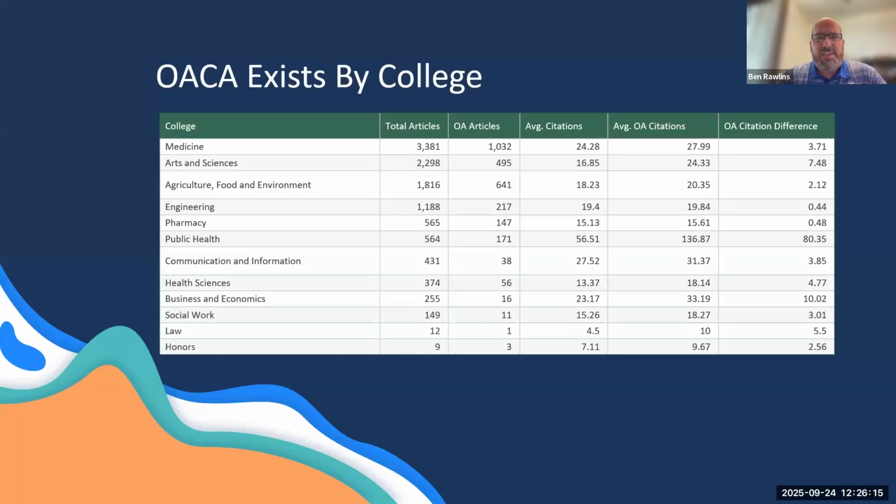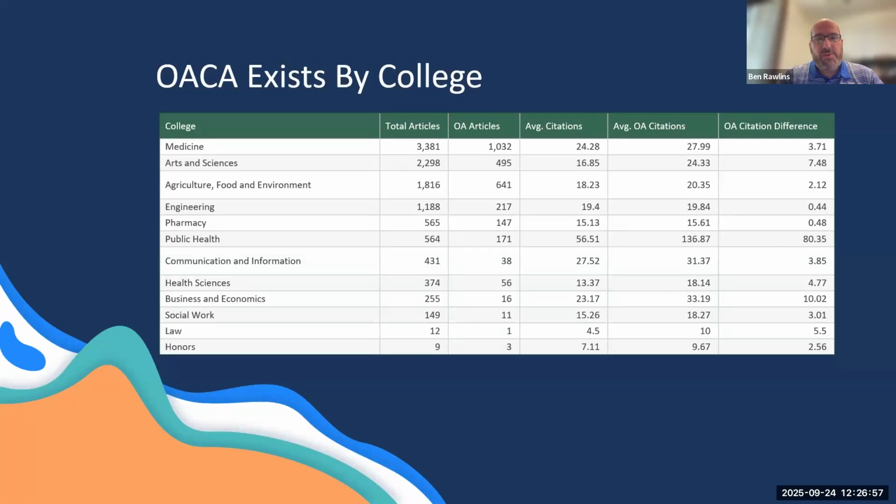So we also were interested to see if there were variations by colleges here at UK. When we look at the citation data by college, we see that there is an open access citation advantage that exists in 12 of the 18 colleges here at UK. But the extent of that advantage varies pretty significantly. In some cases, looking at engineering and pharmacy, the citation boost is really negligible. It's less than half of a citation on average. But in contrast, the College of Public Health shows a pretty dramatic difference, with an open access citation advantage of more than 80 citations per article.